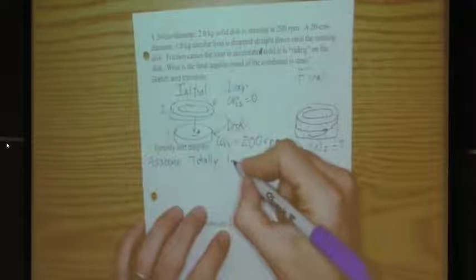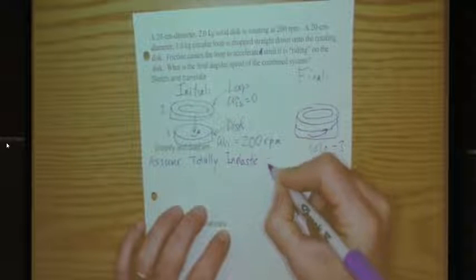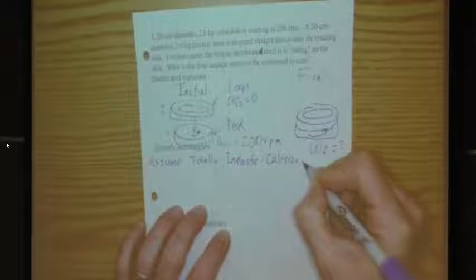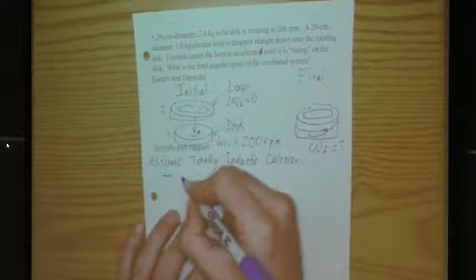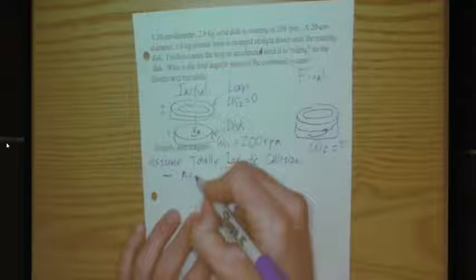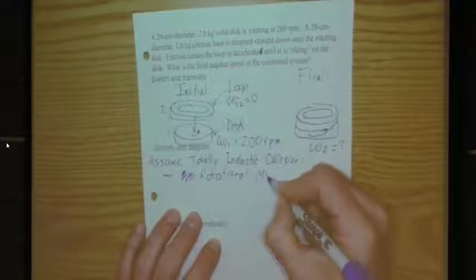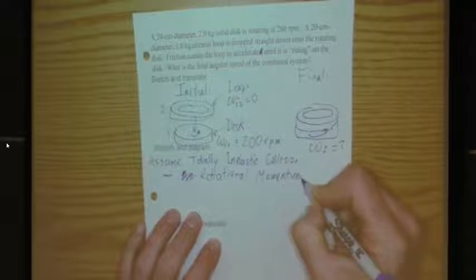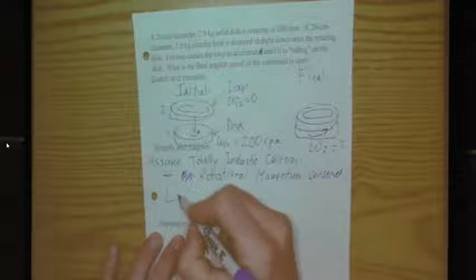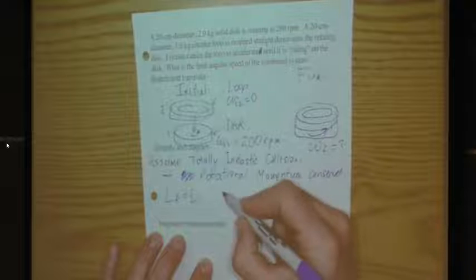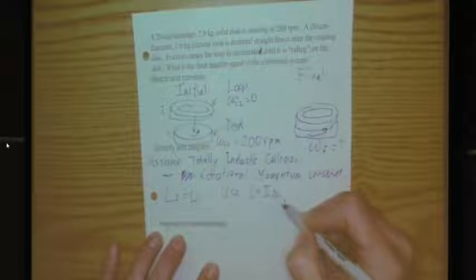So this will conserve angular momentum in an inelastic collision. Rotational momentum is conserved. Okay? So I'm going to say that L final equals L initial. And I'm going to use that L is equal to I times omega.